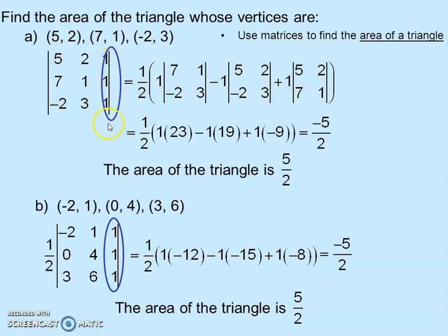Next, last column. Now last row. What is remaining? 5, 2, 7, 1. We derive the 5 upon 2 answer. Yeah, the same example I carry forward for the matrices area of triangle.